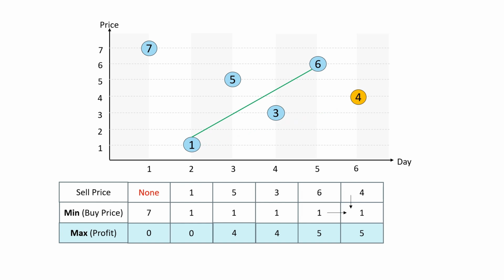And thus we have completed the entire prices array and achieved the final answer. The final answer would be whatever max profit we have at the end of the traversal. In this case, it would be 5.